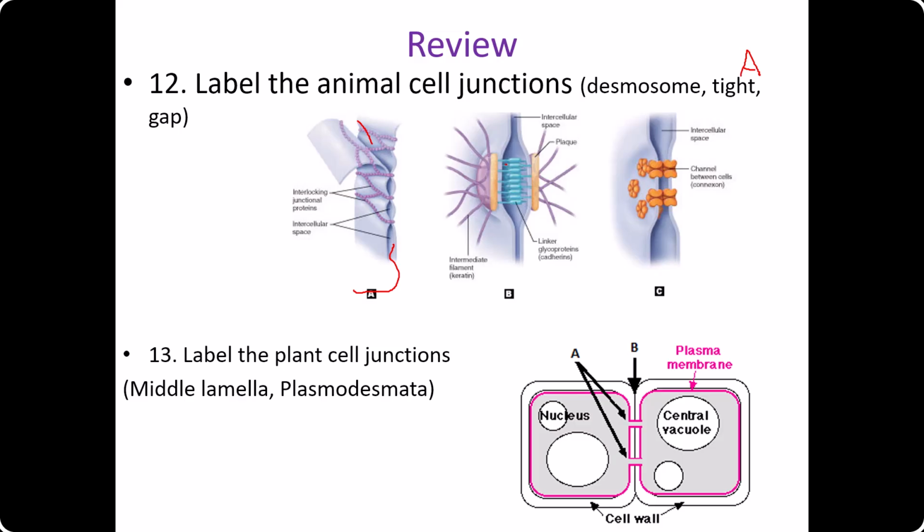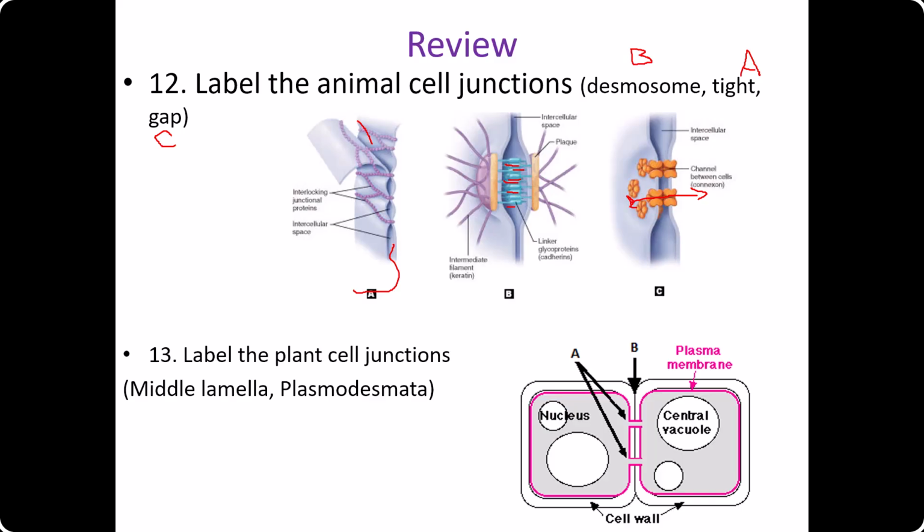The next one is structurally very strong. It's kind of like a spot weld holding the cells together. So that's going to be the desmosome. And this last one has those gap junctions that allow ions to go between the cells there. So C is going to be gap junctions.